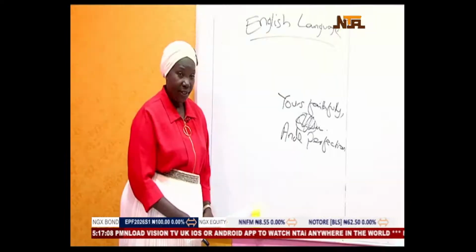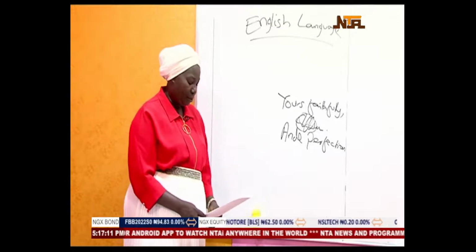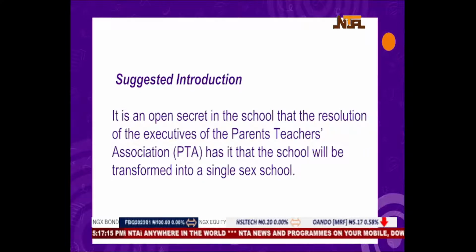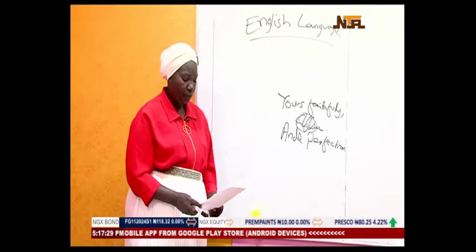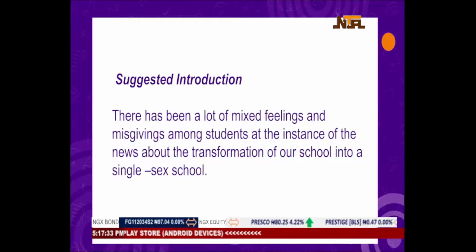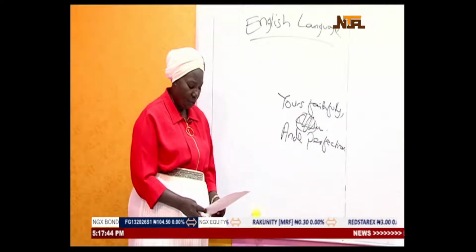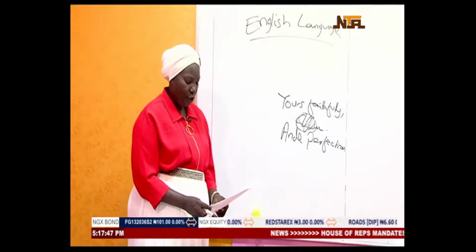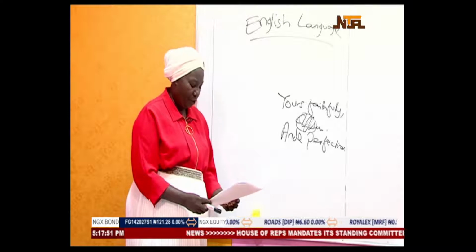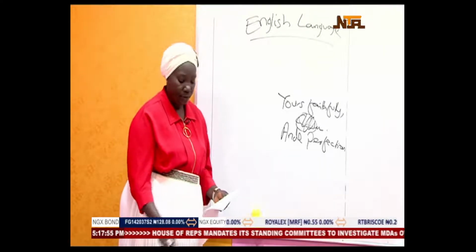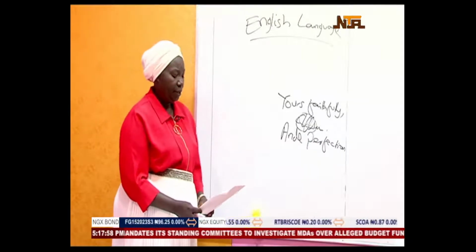There are 2 suggested ways you can begin the introduction of your write-up. 1, it is an open secret in the school that the resolution of the executives of the Parent Teachers Association, PTA, has it that the school will be transformed into a single-sex school. 2, there has been a lot of mixed feelings and misgivings among students at the instance of the news about the transformation of our school into a single-sex school. Now, from the introduction, the recipient is privy to the content of the letter. You can now move on to discussing your points or reasons, getting to the body of the letter.